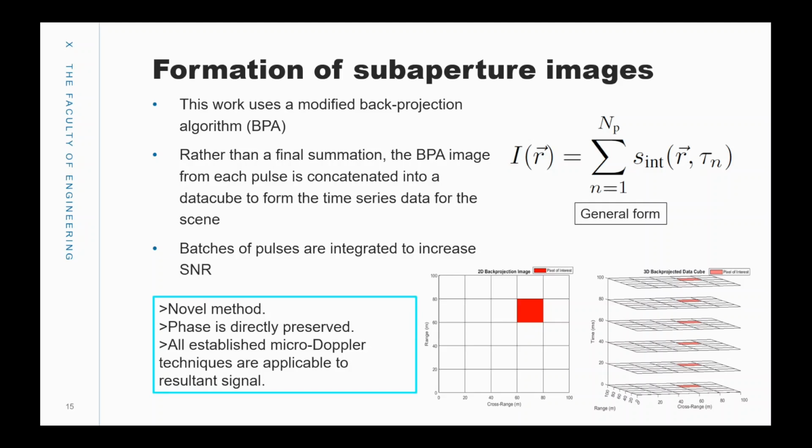Now, I should emphasize this is a novel method. Subaperture formation hasn't been done like this before, and the benefits of this are that the phase is directly preserved, and thus all established microdoppler techniques are applicable to the signal.